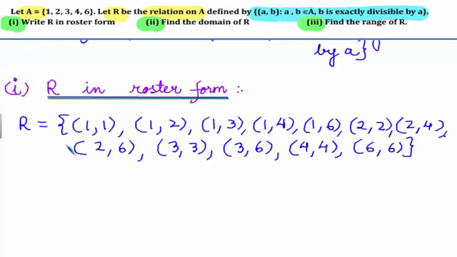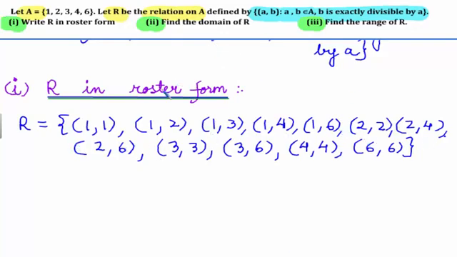So R is equal to {(1, 1), (1, 2), (1, 3), (1, 4), (1, 6), (2, 2), (2, 4), (2, 6), (3, 3), (3, 6), (4, 4), (6, 6)}. Here you can observe that the second elements are exactly divisible by the first elements. So we have listed down the elements of R, that is the ordered pairs in R.